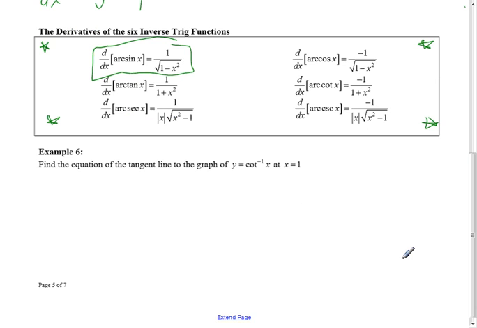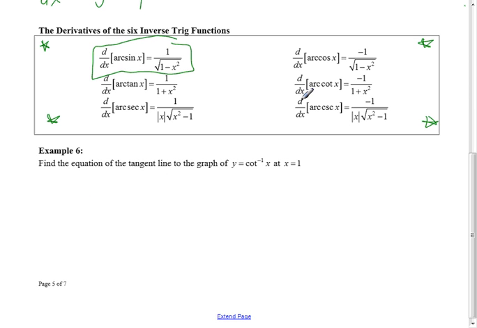Let's try another example. Find the equation of the tangent line. Tangent means derivative. We're going to need to find the point for the equation, so I'll do that first. y of 1 equals inverse cotangent of 1. That's asking at what angle is the cotangent 1? That would be like 1 over 1, so we're really asking at what angle is tangent equal to 1.